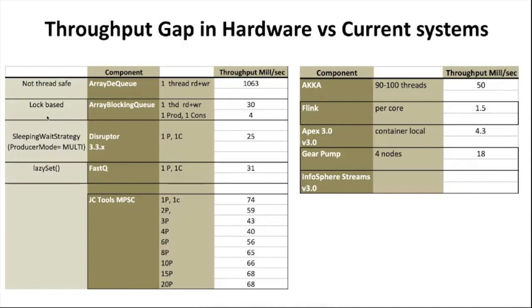The Akka number they have published is 50 million per second using 90 to 100 threads. If you look at it in isolation, it looks good. If you put it in perspective with the hardware, that's clearly not impressive. You don't need that many threads to get that throughput. On the Flink website at the time, they said 1.5 million per core. Apex said 4.3. Gearpump with four nodes was 18.